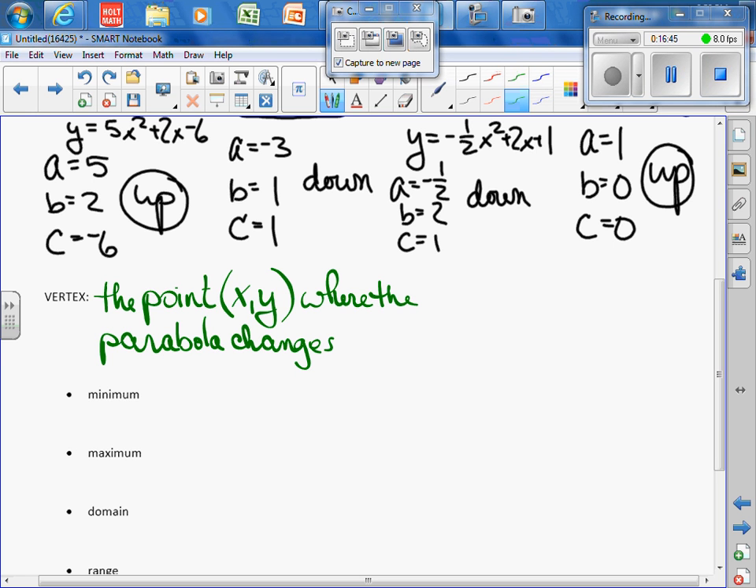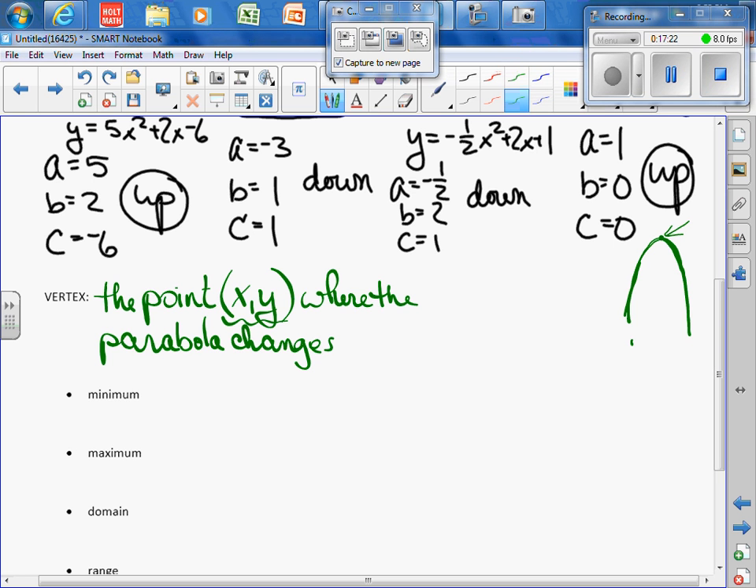Now think about this. Here's your parabola. It goes up, up, up, right? And then at some point, it reaches its very top and then starts coming down. The very top of the parabola is the vertex, and that's the point we'll be finding eventually. That's where the parabola actually changes direction, stops going up and starts coming down, and vice versa.